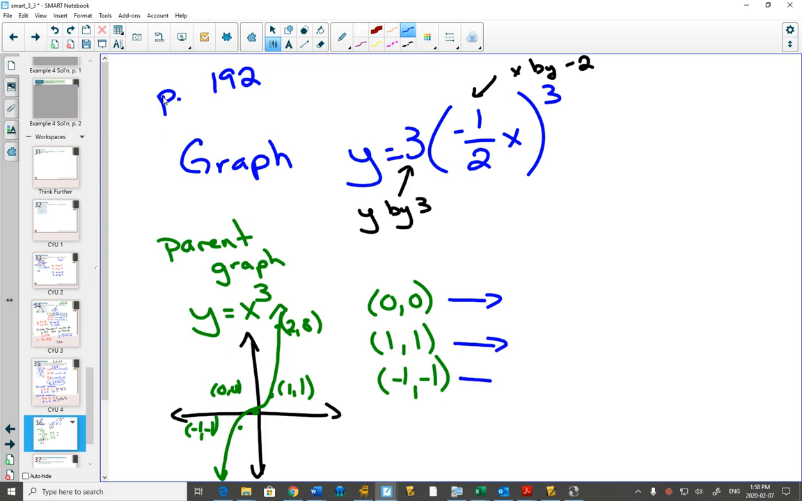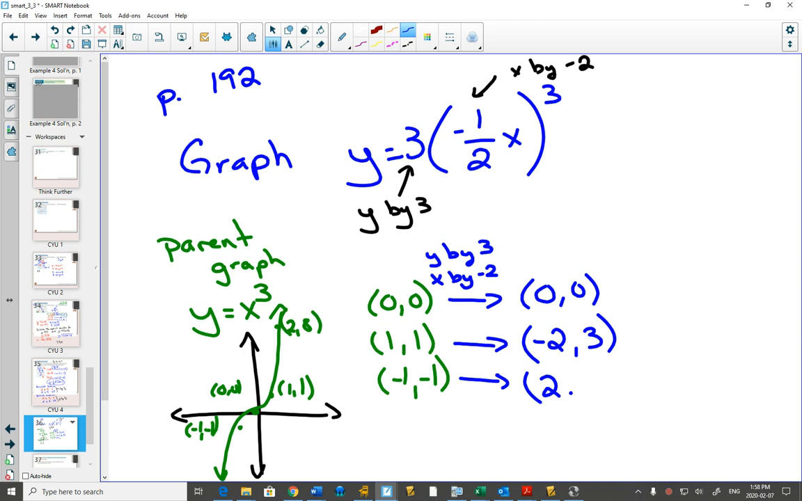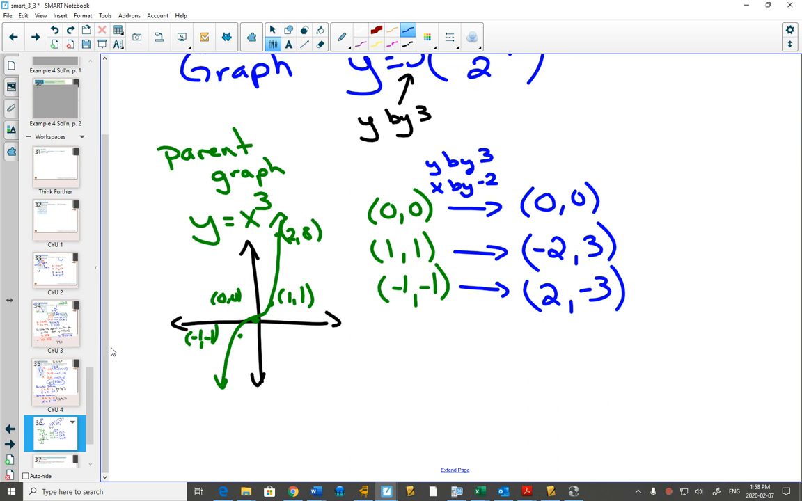So now I take those points, draw my arrows. Above my arrows, I'm going to say, I know I'm going to multiply y by 3 and x by negative 2. Well, this one's staying 0, 0. This one's going to become negative 2, comma 3. And this one's going to become positive 2, comma negative 3. And once I have those new points, I'm going to draw a new graph. I'm going to label 0, 0. And negative 2, comma 3. And 2, comma negative 3.